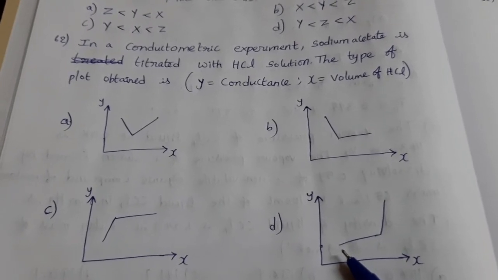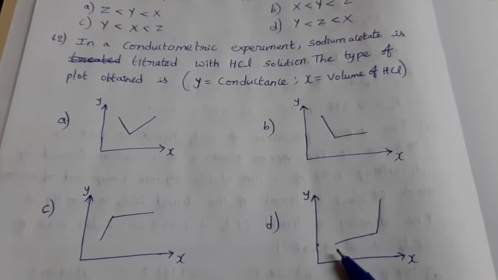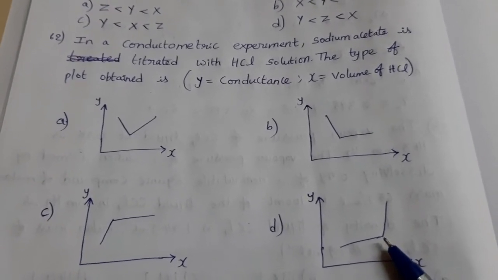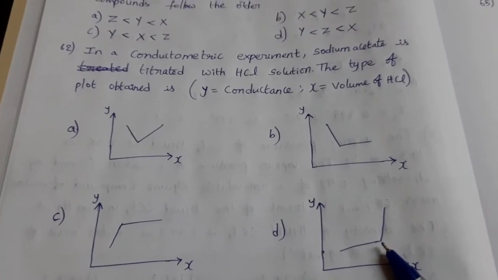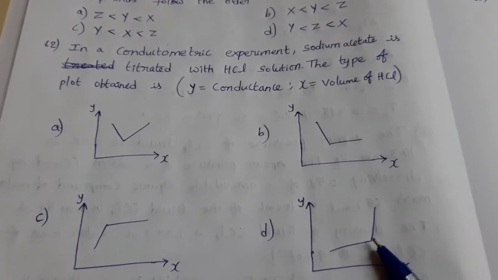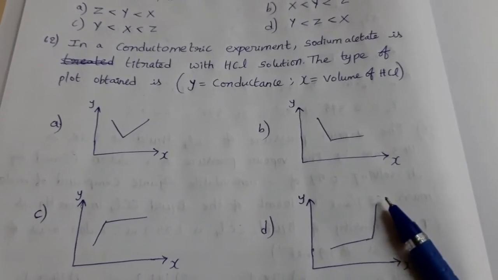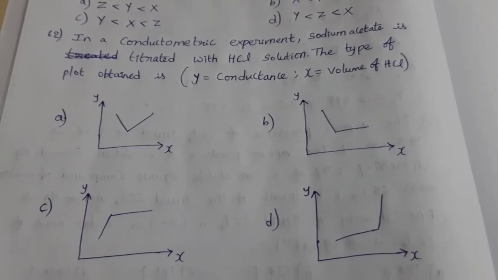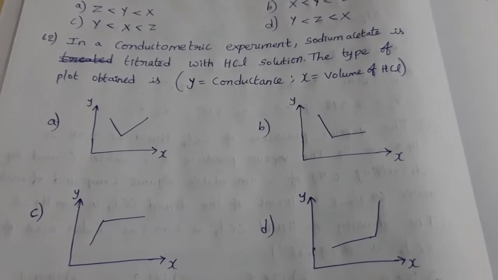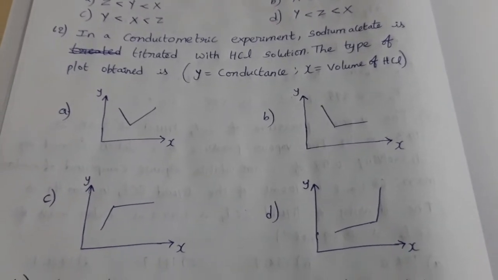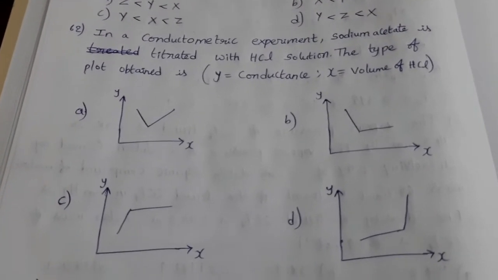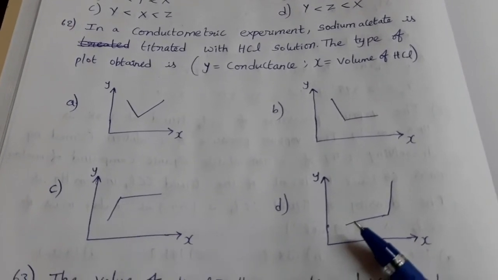Initially, the ionization of sodium acetate is less. Its ionization gradually increases when HCl is added to it. At a certain point, neutralization takes place. After neutralization, if we continue adding HCl, then conductance increases sharply because only H plus ions are present. Here HCl is a strong acid, that's why after neutralization the addition of HCl gives more H plus ions, so conductance also increases sharply. Then D is the suitable option for this question.